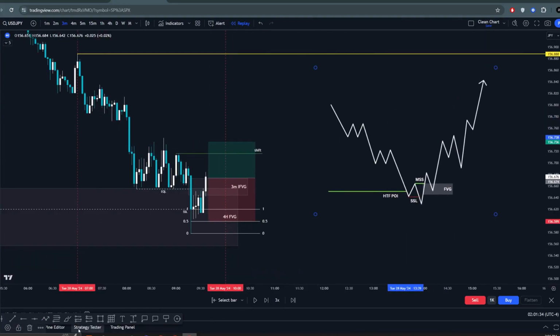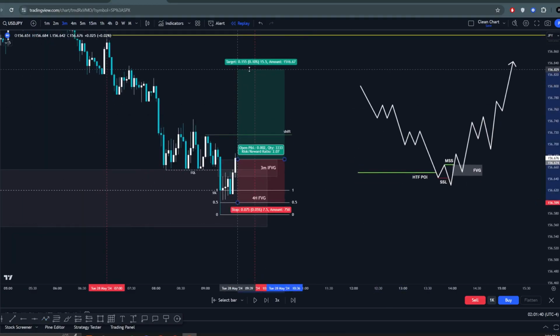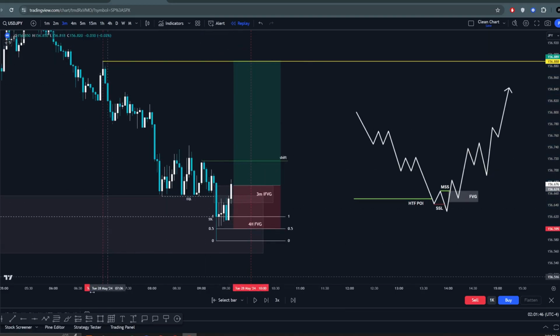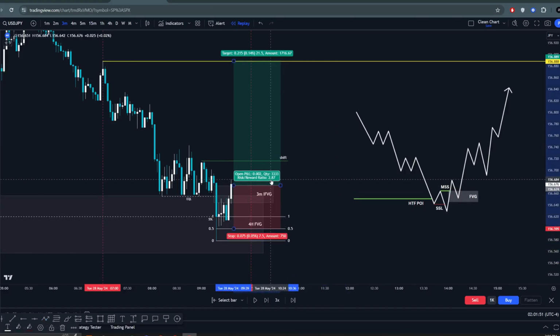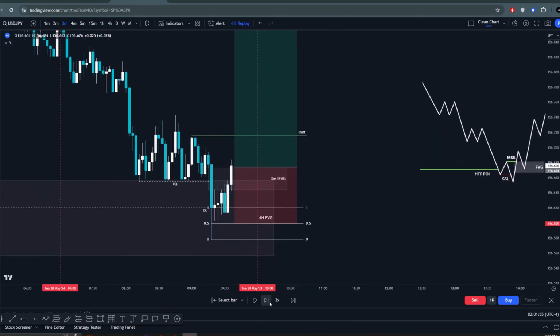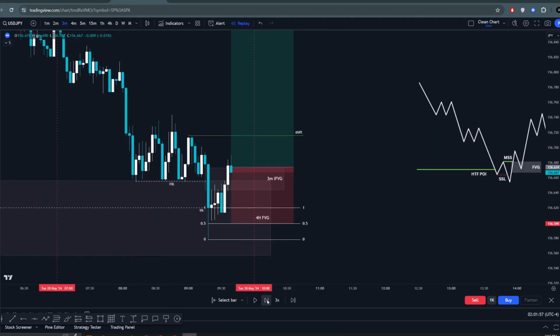Now, let's wait for price to return into this fair value gap right here. Let's see. Let's aim for maybe 1 to 2 risk to reward or this buy side liquidity right here. That's almost 1 to 3 risk to reward right here, which is a very good risk to reward. Let's see. We want to see price.